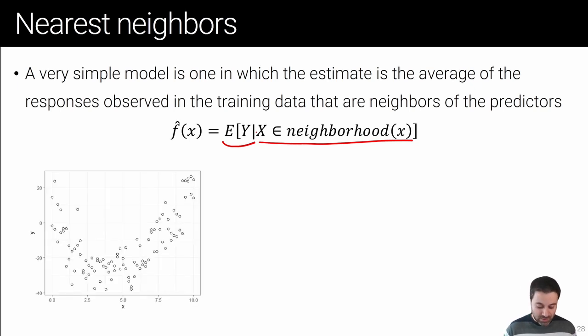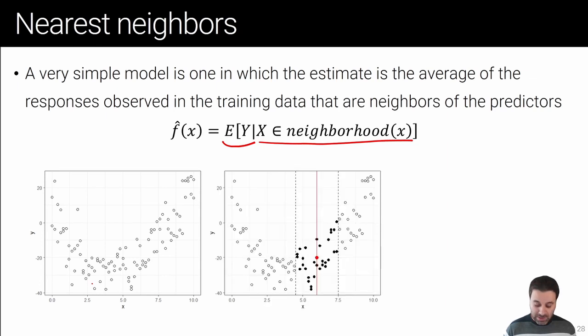So let's see. Let's say that we are modeling the relationship between y and x. These are our observations. Now, if we have a new data point, let's say x equals 6 over here, then how do we make a prediction? Or how do we say what the expected value of y is? Then we take a look at the neighborhood.